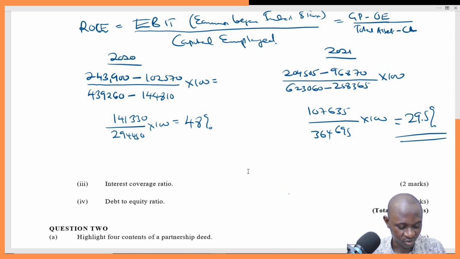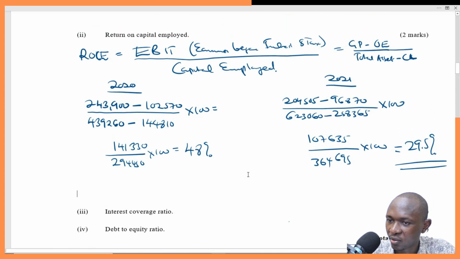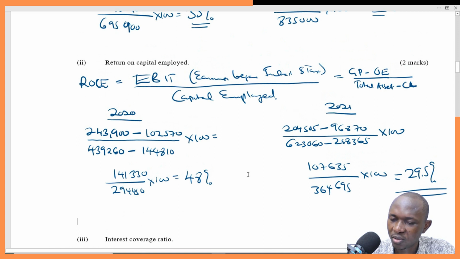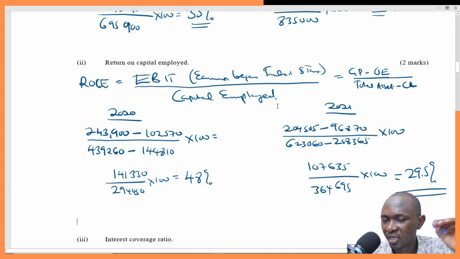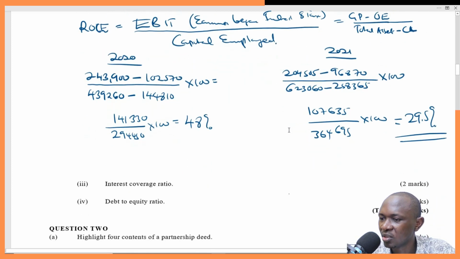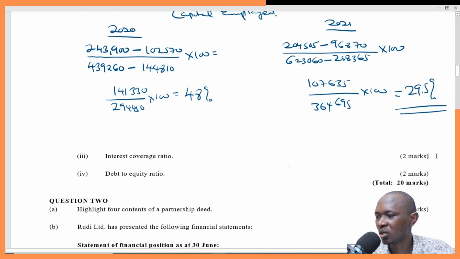ROCE is used to calculate the profitability versus the capital efficiency. Though sometimes you'll get other books that are talking about net profit after tax, but basically it's earnings before interest and tax, and we have assumed that our finance costs are made up of interests. It can be a wrong assumption, but we've gone with that assumption. So earnings before interest and taxes over capital employed. And capital employed, we said it's non-current assets plus current assets minus current liabilities. Thank you. Let's move to the next question.